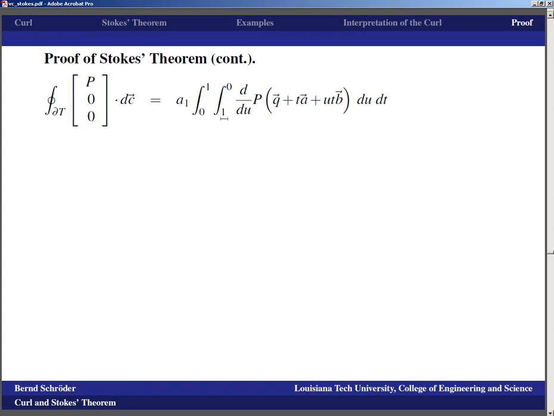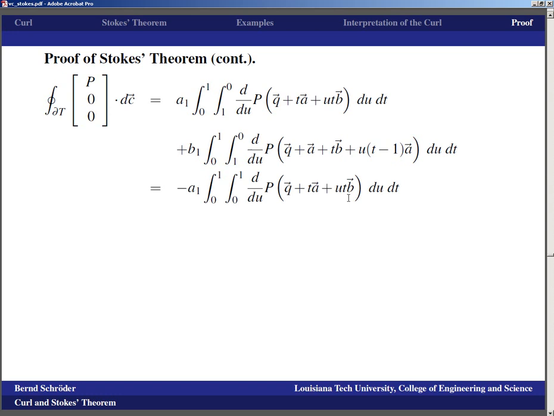So that means that this integral is actually a1 times the integral from 0 to 1 for the dt that stays, but now the integral from 1 to 0 of the derivative with respect to u of p of q plus ta plus u tb, plus b1 times the integral from 0 to 1, integral from 1 to 0 in u, of the derivative of that more complicated expression that we also had on the previous panel. Well, now we can turn this integral around and get that this is minus the integral from 0 to 1, integral from 0 to 1 of still the same integrand, minus b1 times the integral from 0 to 1, integral from 0 to 1, still of the same integrand here, just so we have a double integral that we are familiar with.